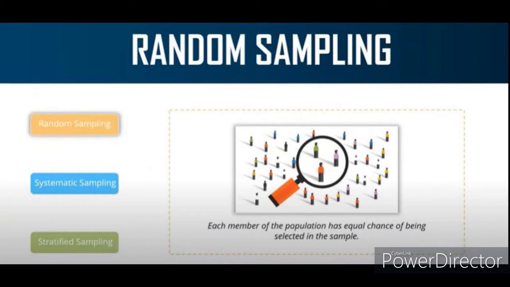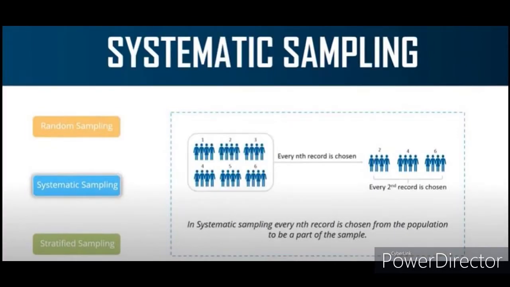Correct. Next we have systematic sampling. In systematic sampling, every nth record is chosen from the population to be a part of the sample. Alright, now refer to the image that I've shown over here. Out of these 6 groups, every second group is chosen as a sample. Okay, so every second record is chosen here. This is how systematic sampling works. Okay, you're selecting every nth record, and you're going to add that to your sample.